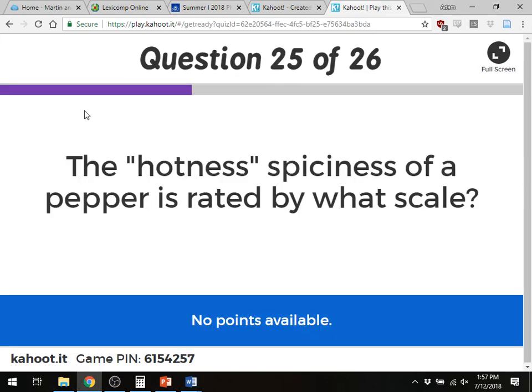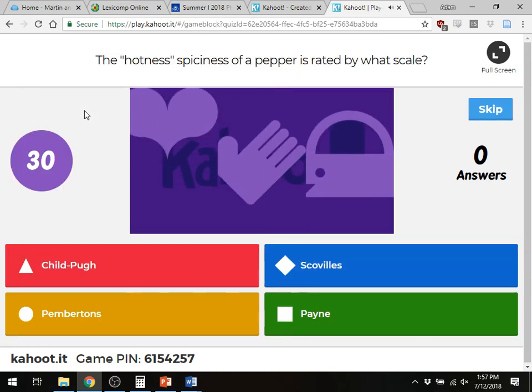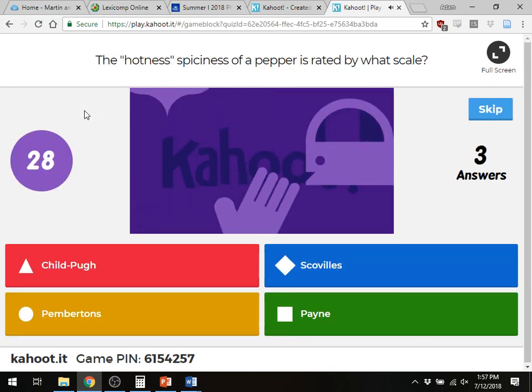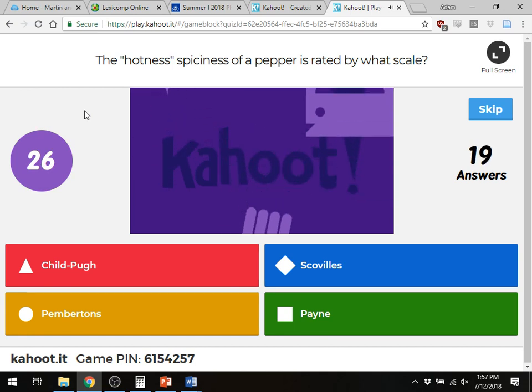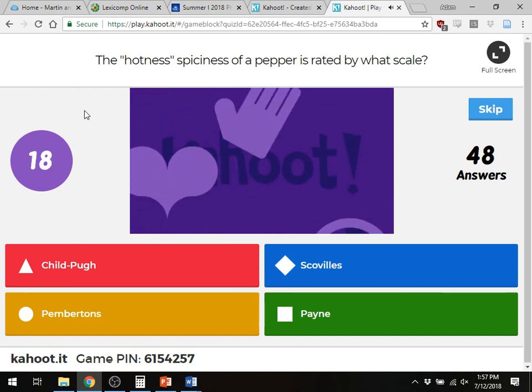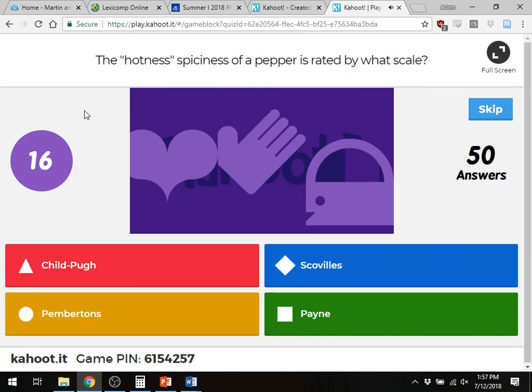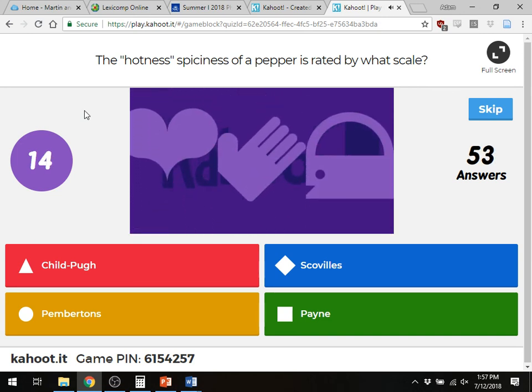The hotness or spiciness of a pepper is rated on what scale? This is for no points, but I forgot that I put in a joke question. Is it a pain scale? Is it a Child Pugh scale? Is it Pemberton's or is it Scoville's?